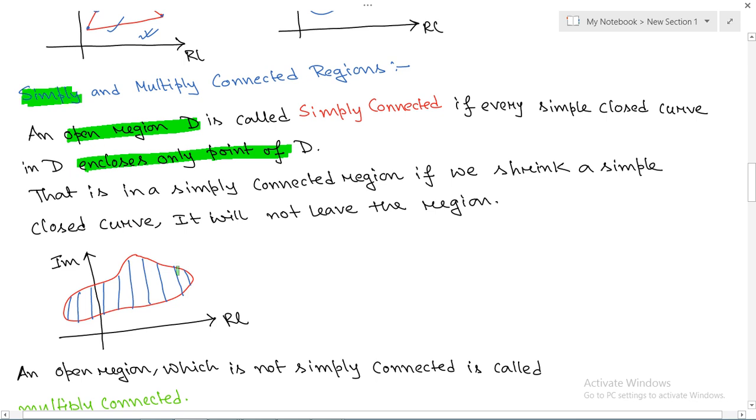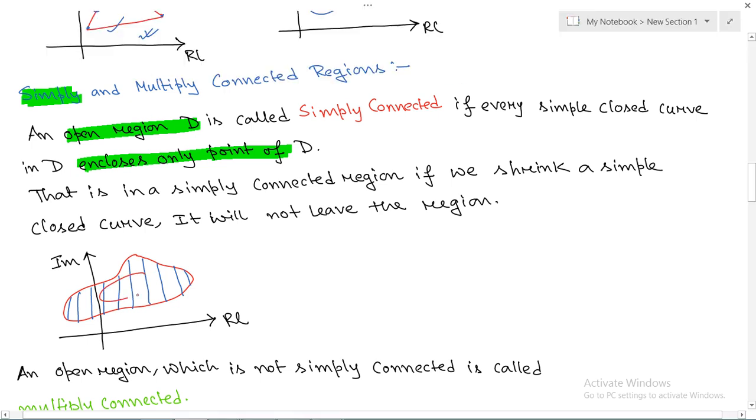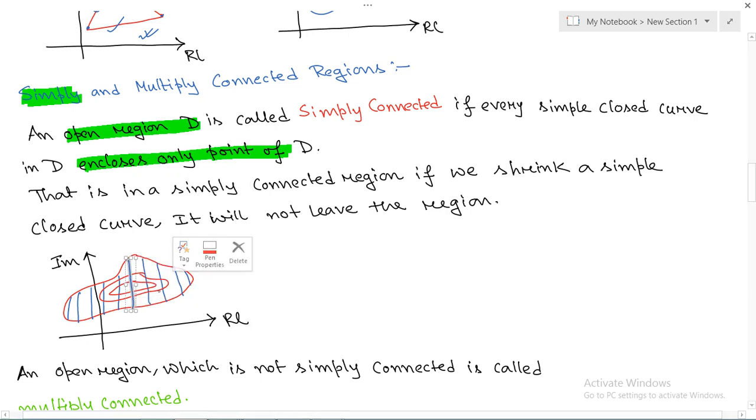So here the diagram is showing us a portion of a simply connected region. In this region, if we draw any kind of simple closed curve, say I am drawing one curve like this, another curve like this, and I am shrinking them, what can we understand? These curves are shrinking down, but they are not leaving the whole region, right? So it is said to be a simply connected region.